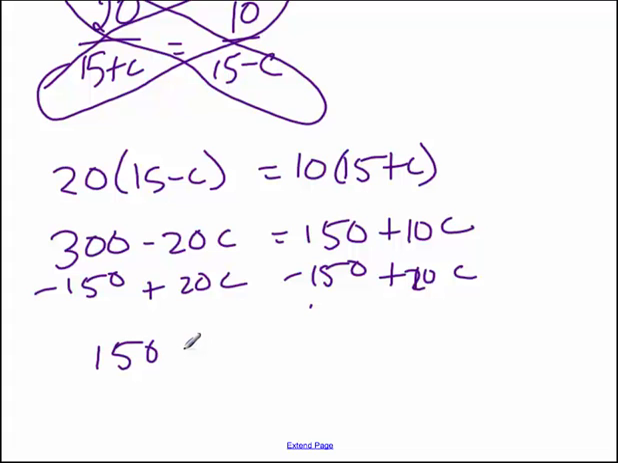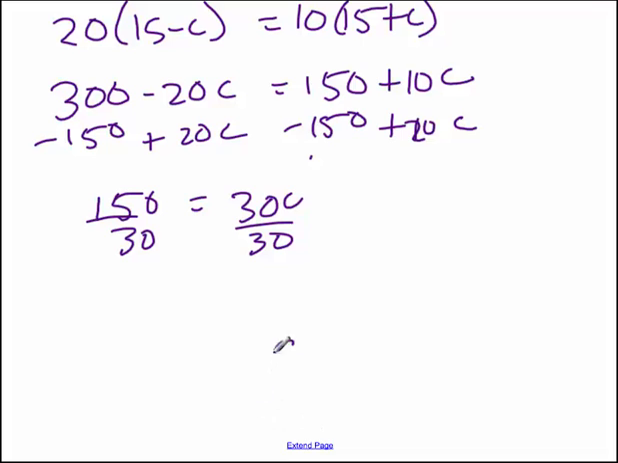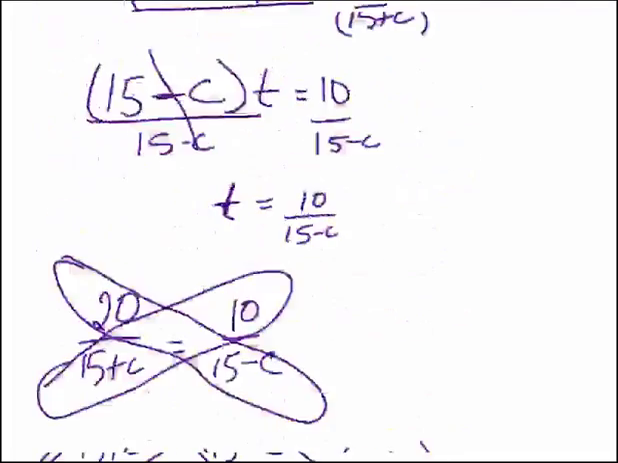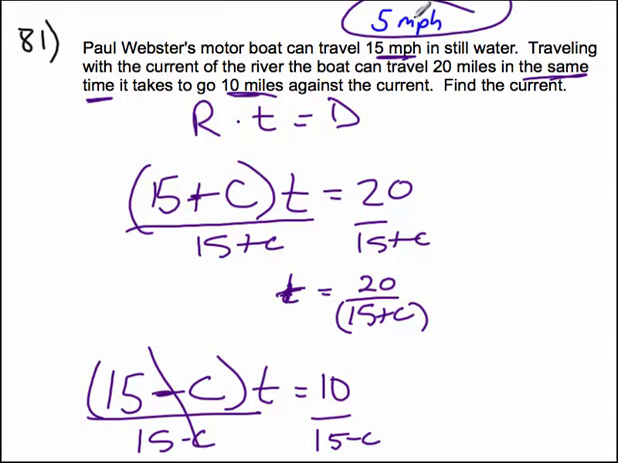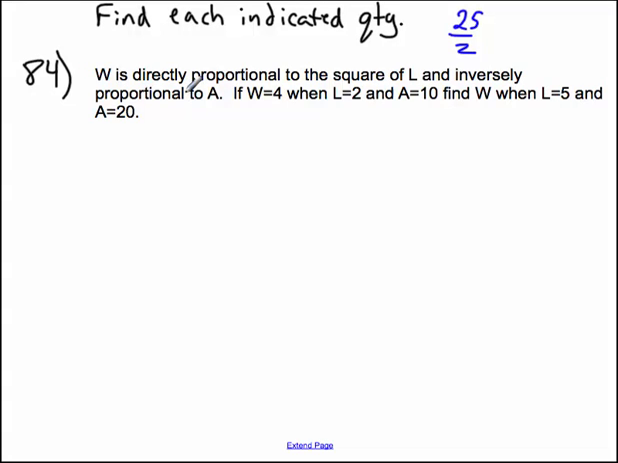So we have 150 is equal to 30c, divided by 30, divided by 30. And son of a gun, the river current is equal to 150 divided by 30, which is 5 miles an hour. Look at that. Sweet. We got it. Let's take 84.